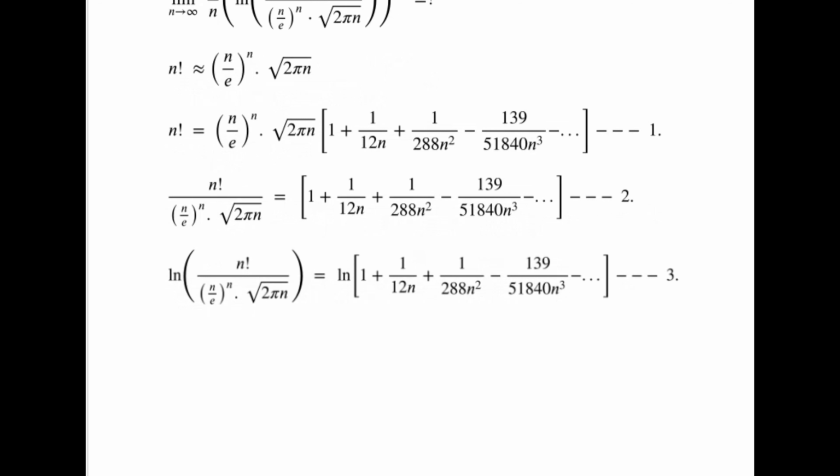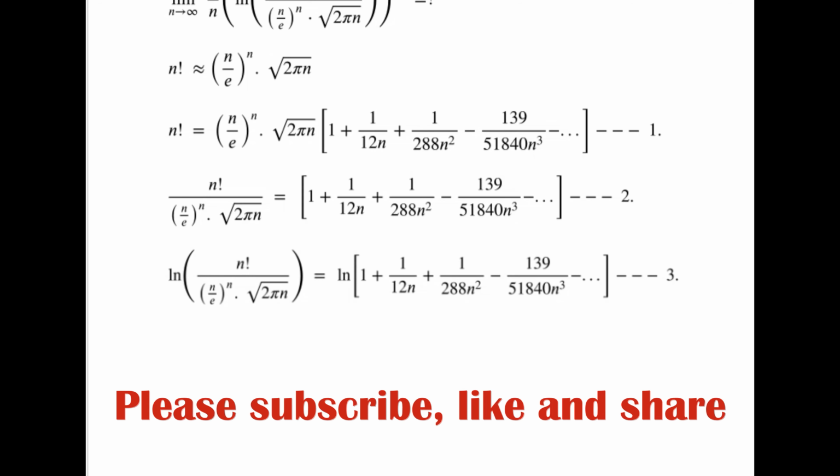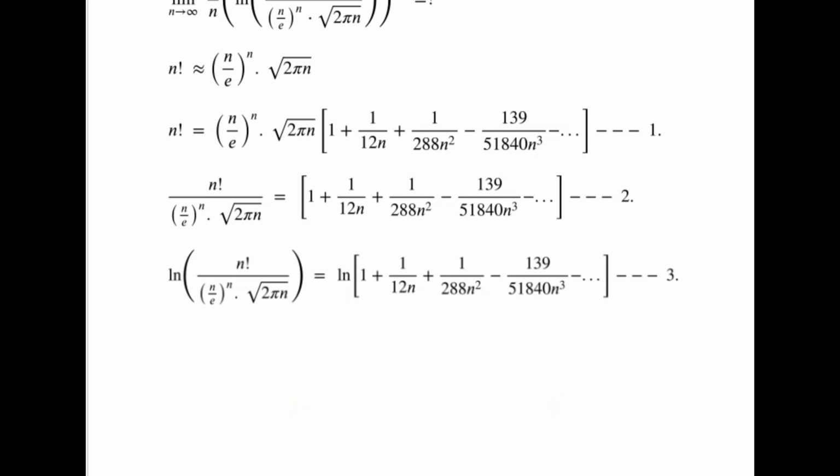Now, after taking the natural log of the expressions on both sides, we decide to take the limit of these expressions as n tends to infinity. And as n tends to infinity, the limit of the expression on the left-hand side will be exactly the same as that on the right-hand side. When we do this, we'll have an equation which we'll call equation 4.